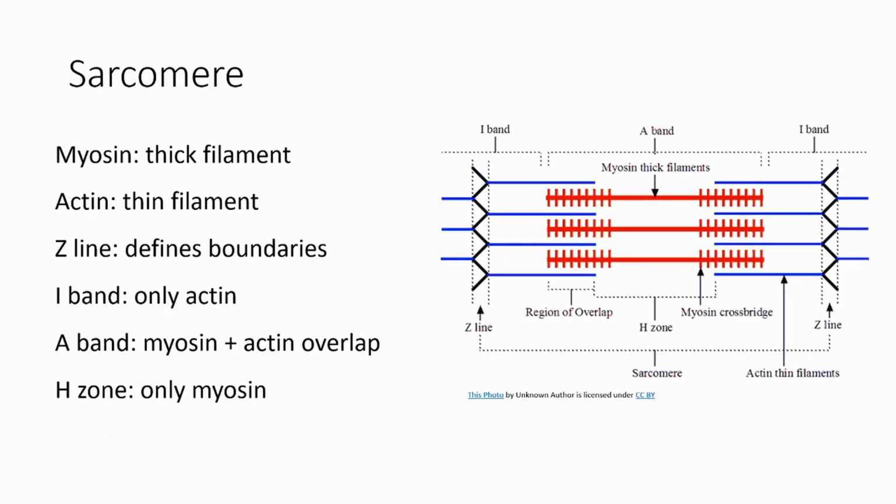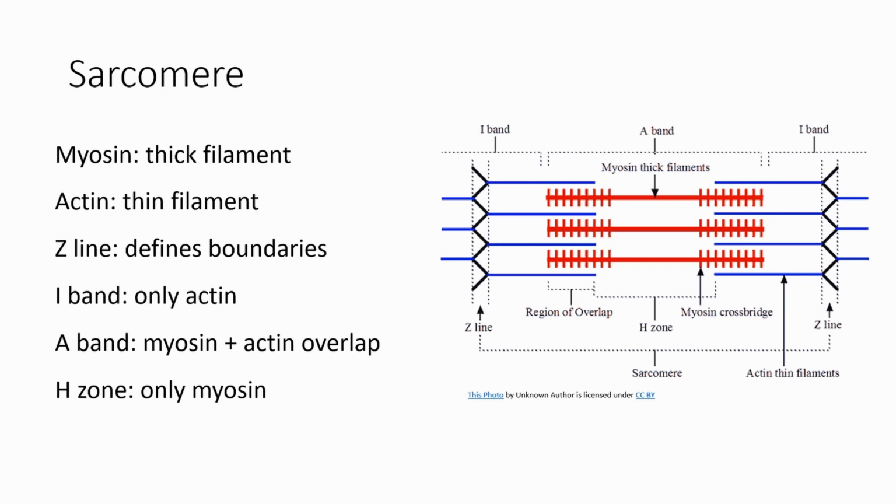Let's take a closer dive down into the sarcomere itself. Here's a simplified image of what that sarcomere looks like. Now, we've already talked about what the sarcomere is and that it's the functional contracting unit of muscle, and we briefly described the Z-line. The Z-line will define those boundaries from where one sarcomere ends and another begins.